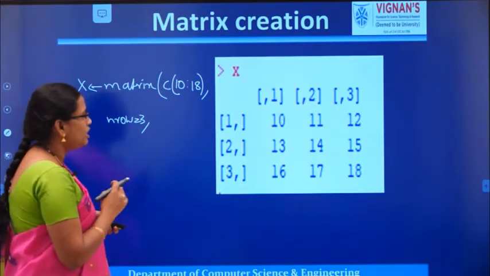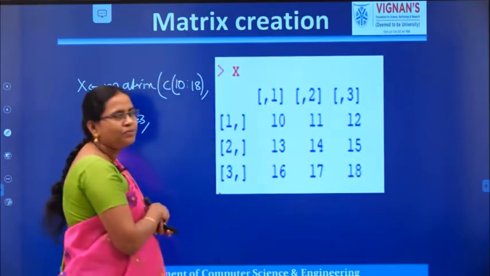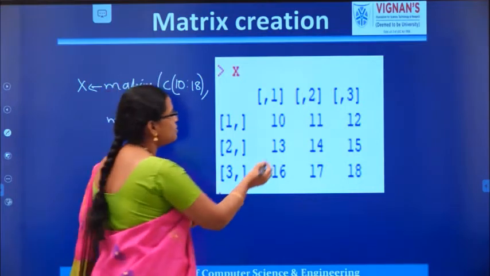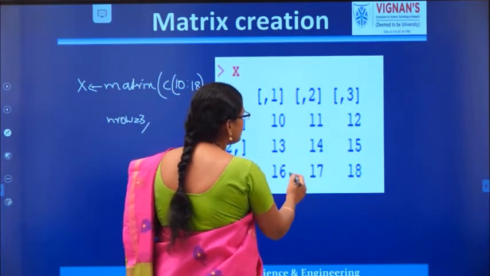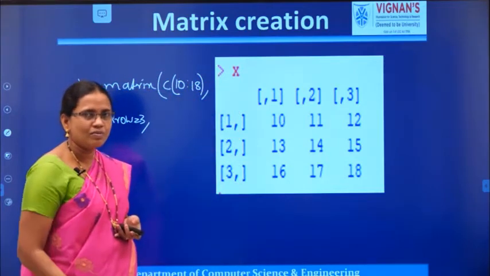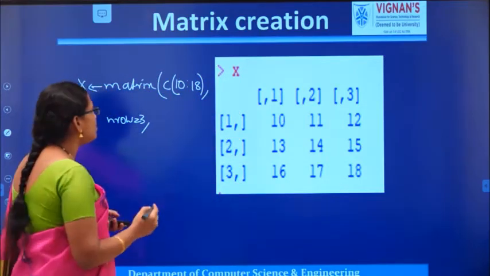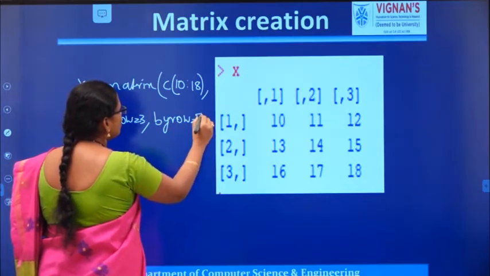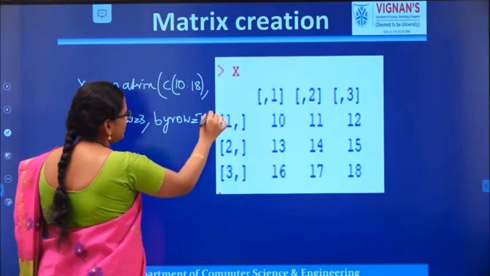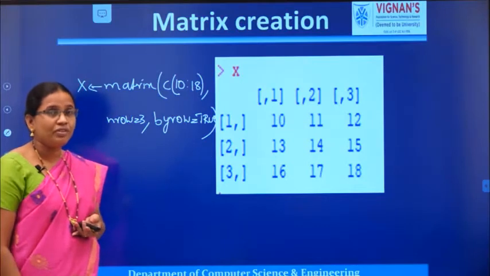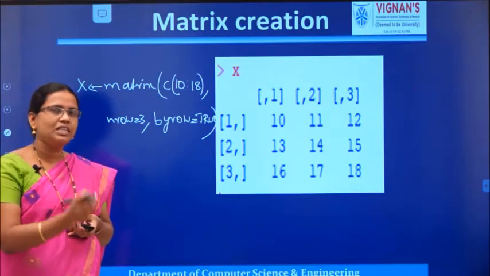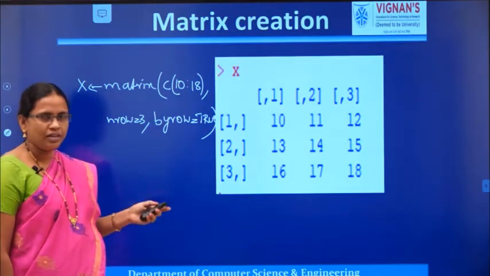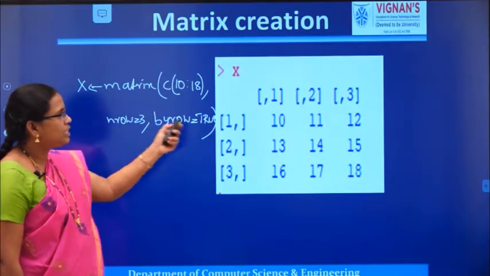So is your data arranged row wise or column wise? Your data, that is the elements from 10 to 18, are arranged row wise. You can observe here 10, 11, 12, 13, 14, 15, 16, 17, 18. So the data is arranged row wise, so you have to give byrow is equal to TRUE. Why do you need to give TRUE? Because the data is arranged row wise. If your data is arranged in the form of columns, then you have to specify the byrow value as FALSE. So by using this statement we can create this matrix.